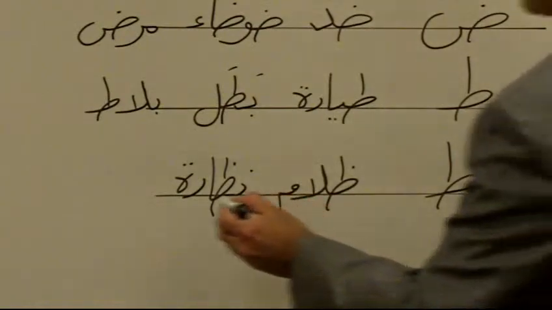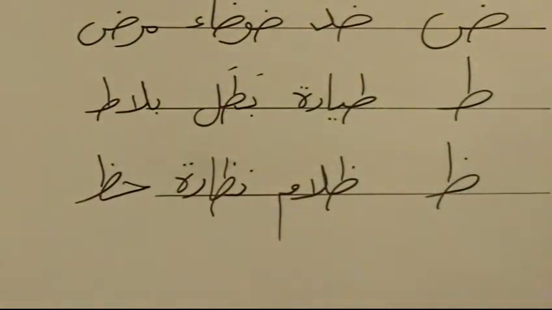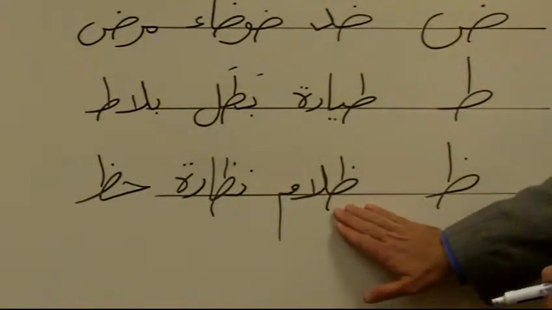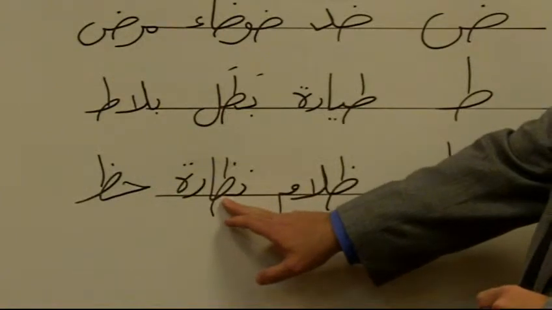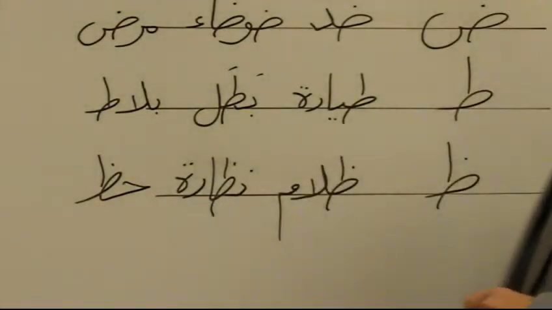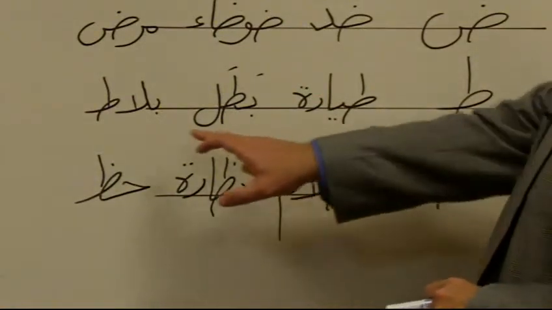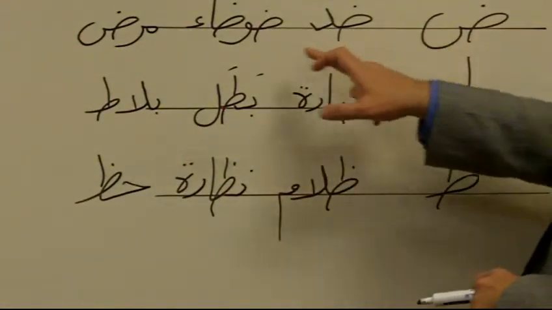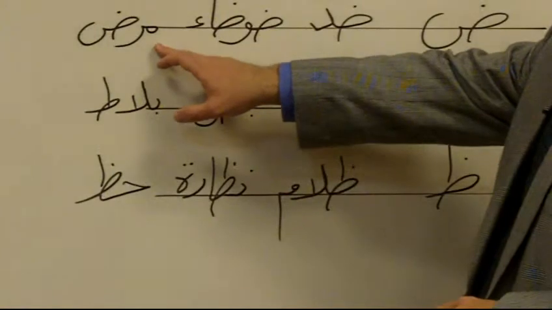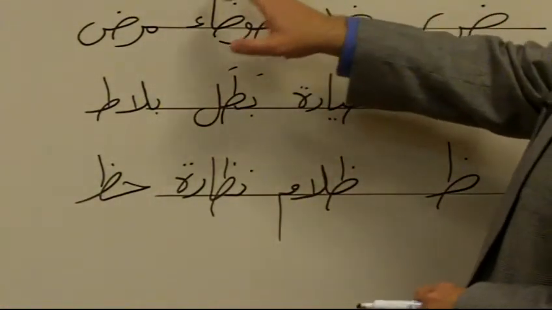And hadh is luck. Hadh, luck. This is how the dha looks in the beginning. Nadhara and hadh. Ta, tayyara. Batal, balat. Da, dud, dawda, marad. Sa, surah, sus, and lus.